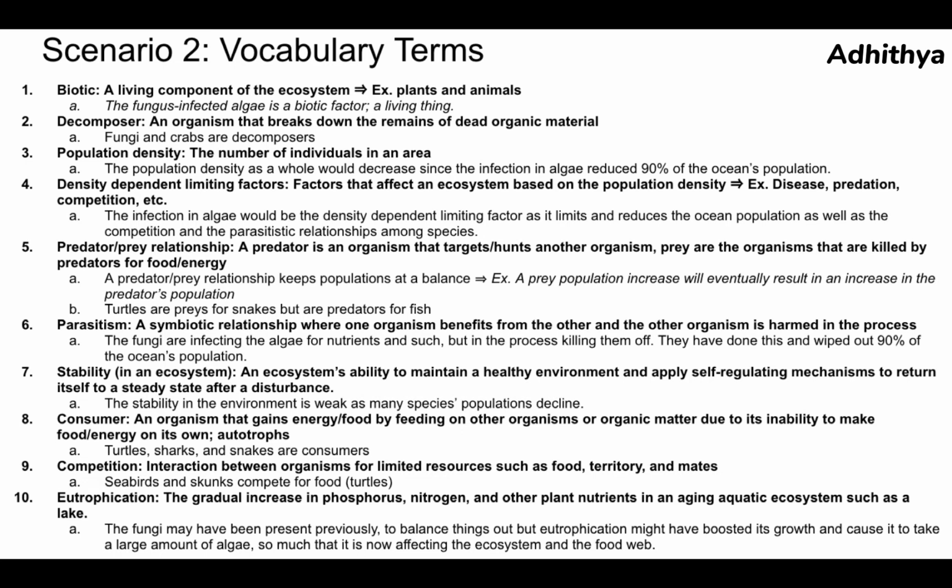Population density, the number of individuals in a certain area. The population density as a whole would decrease from the infection of the algae, which in turn eradicated 90% of the ocean's population. Density-dependent limiting factors, factors that affect an ecosystem based on the population density. Examples are disease, predation, competition, and etc. The infection in the algae would be the density-dependent limiting factor as it limits and reduces the ocean population, as well as the competition and parasitic relationships among species.